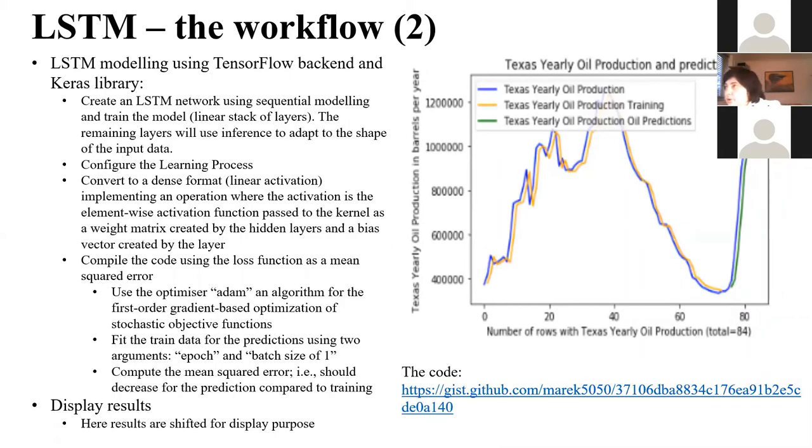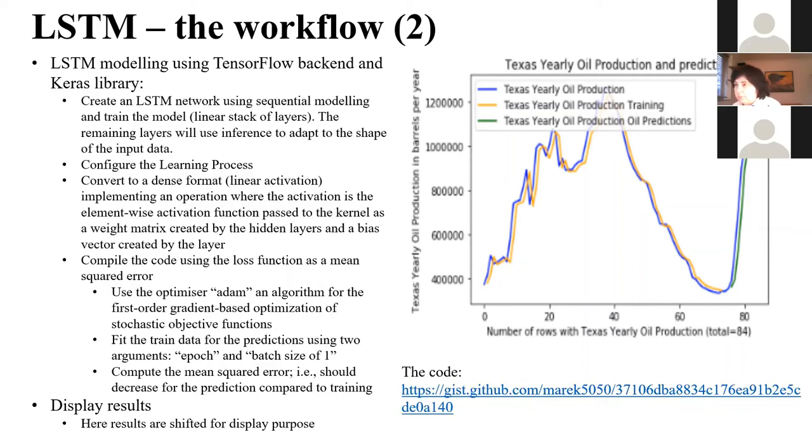Then the second part of the workflow is to create an LSTM model using the TensorFlow backend and Keras library. So here you can see that the original data is in blue, the training data is in orange, and the predictions are in green. So you have to create an LSTM network using sequential modeling and train the model, providing a linear stack of layers. The training layers will use inference to adapt to the shape of the input data.